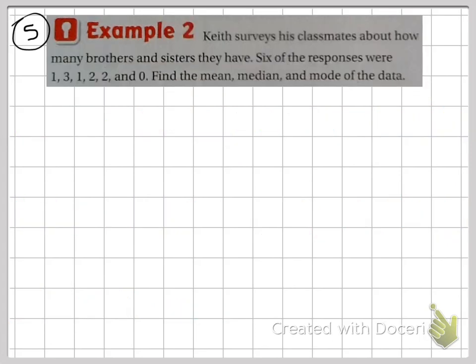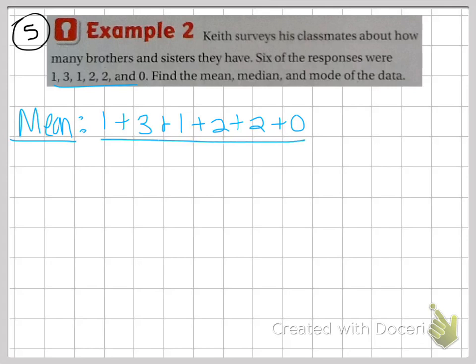Last example. Keith surveys his classmates about how many brothers and sisters they have. 6 of the responses are listed here. Find the mean, median, and mode. All right, so mean. Let's add them all up. 1 plus 3 plus 1 plus 2 plus 2 plus 0. Even though that's a 0, it's a piece of data that needs to be included when finding our mean. And we're dividing it by our 6 responses. So you should get a sum of 9. We're dividing it by 6, and that simplifies to 1.5.